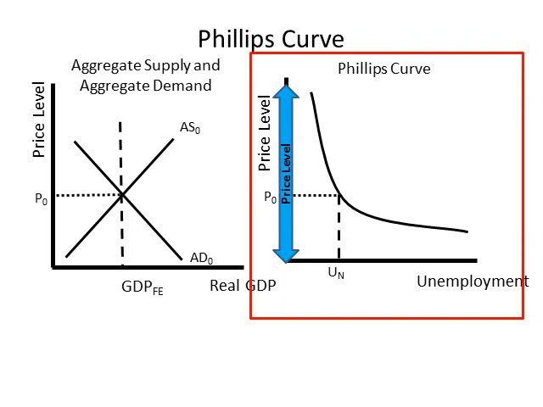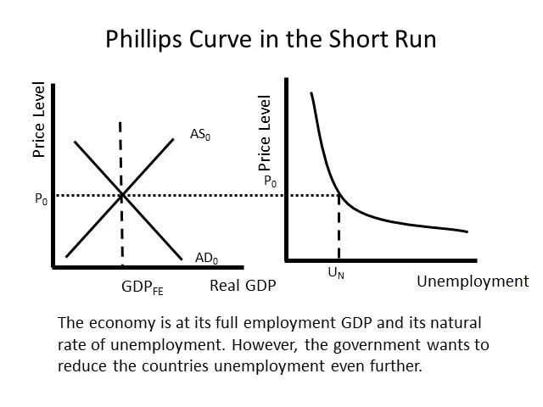Notice that the price level used on the graph of the aggregate supply curve and the aggregate demand curve is the same price level on the Phillips curve. Since the price level on the aggregate supply curve and the aggregate demand curve associated with full employment GDP is the same price level on the Phillips graph, then it will be associated with the natural rate of unemployment, which you may remember is the amount of unemployment that occurs when there is no cyclical unemployment.